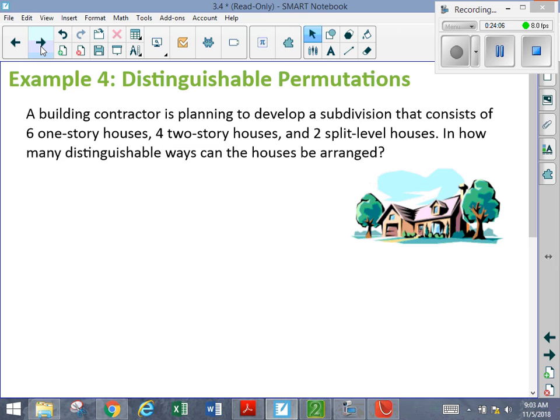All right, let's get an example of this. They want to make a subdivision that has 6 one-story houses, 4 two-story houses, and 2 split-level houses. How many distinguishable ways can the houses be arranged? We don't want to say combination, because combination implies that the order matters. In this case, the order doesn't matter. That's why I keep saying the word combination and correcting myself, because it's really not a combination. It's just a way of arranging things.